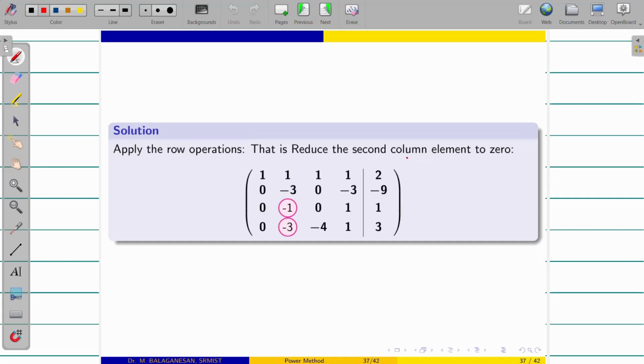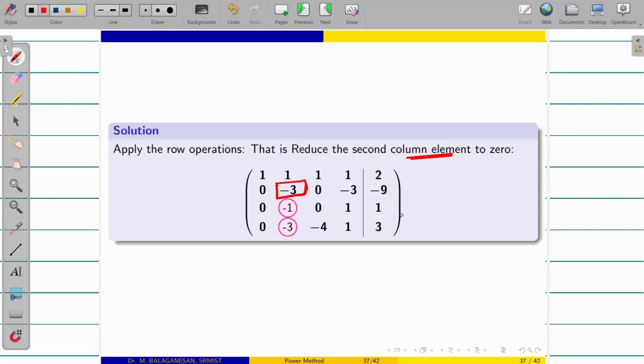That is the thing that they have given here. The second column element, we have to reduce to 0 with the help of row 2. In some other textbooks, what they will do is divide this by 3 and then try to do that. Without doing that also you can do it, no issues here.